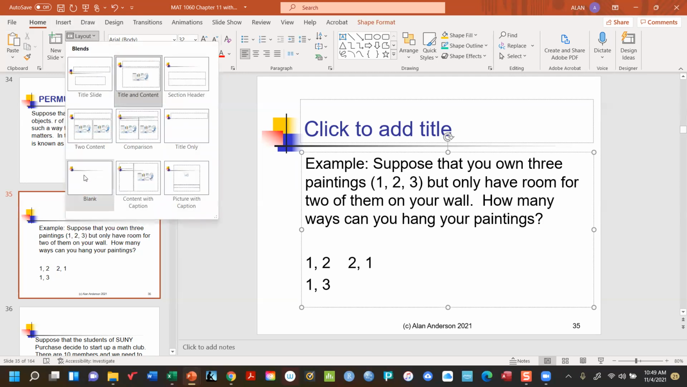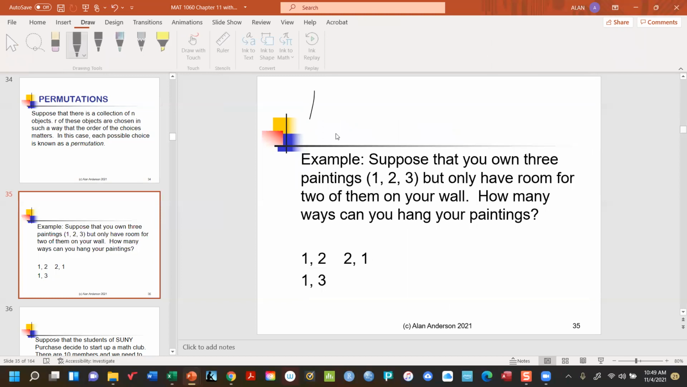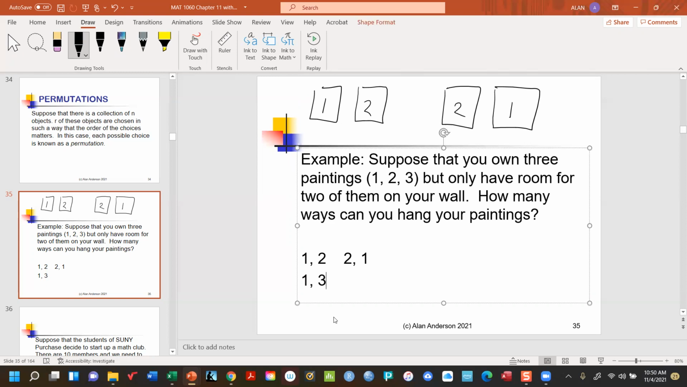And so it does matter which one I pick first because if I pick 1 followed by 2, this is what my wall is going to look like. But if I pick 2 followed by 1, this is what my wall is going to look like. And I think you'll agree, these are 2 different arrangements of the same 2 paintings. So I need to make a distinction between 1 followed by 2 and 2 followed by 1. I also need 2 and 3. I also need 3 followed by 1 and 3 followed by 2.